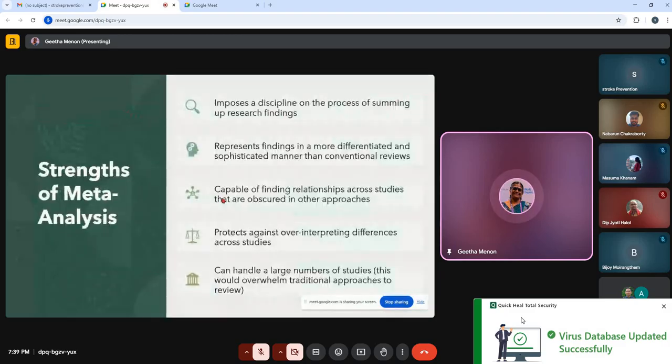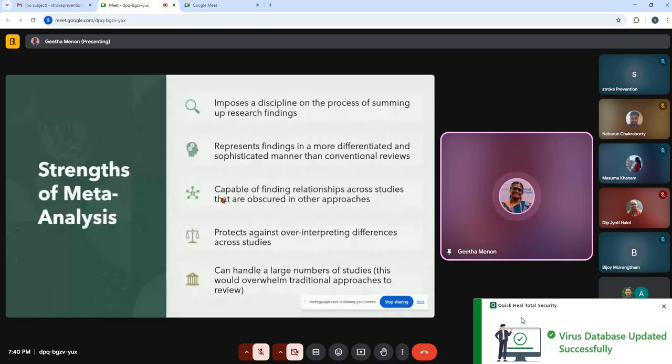What are the strengths of a meta-analysis? It definitely is better than just doing a systematic review, because if data is available, then definitely do a meta-analysis, because it imposes a discipline on the process of summing up the findings. It represents findings in a more differentiated and sophisticated manner than a conventional review. Then it is helpful for further looking for associations across studies, finding relationships between studies which otherwise would not have been possible.